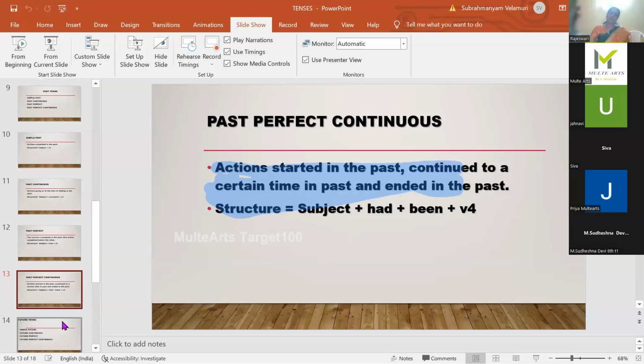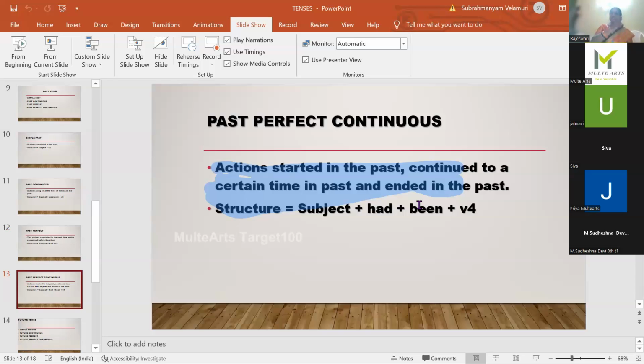The last one is past perfect continuous. Here also there are two parts: the action started somewhere in the past, continued for a certain time in the past, and also ended in the past. It will not continue anywhere. I'll tell you a best example, Sachin Tendulkar. We all know about him very well, that's the reason I'm using his name. Sachin Tendulkar started his career somewhere in the 90s. He continued to a certain period till the 2010s and he stopped his career there as a cricketer. Maybe he's continuing with other things.